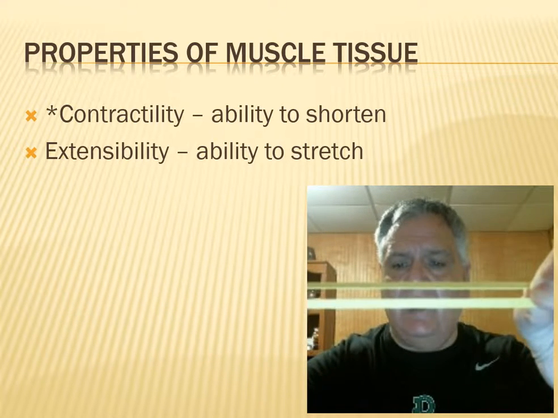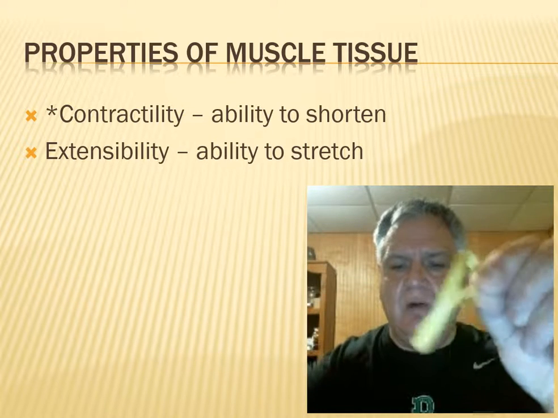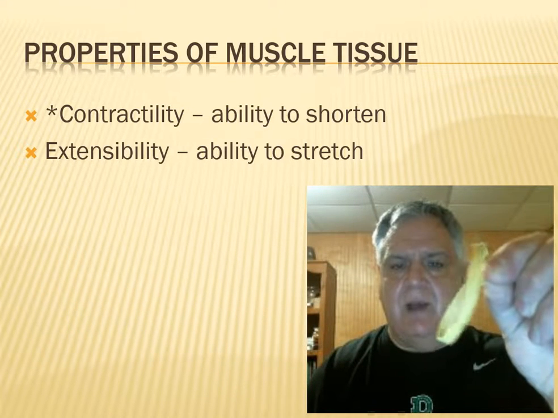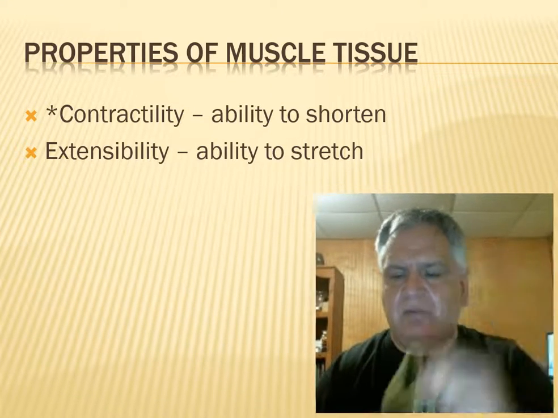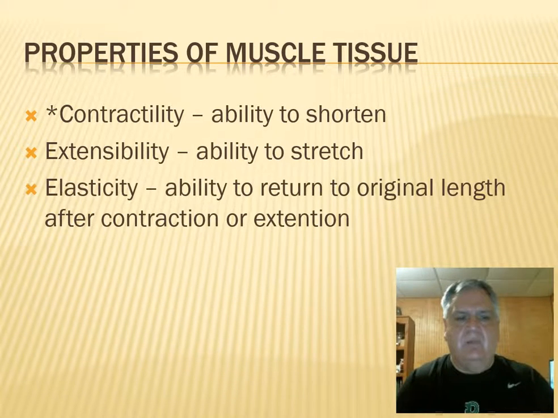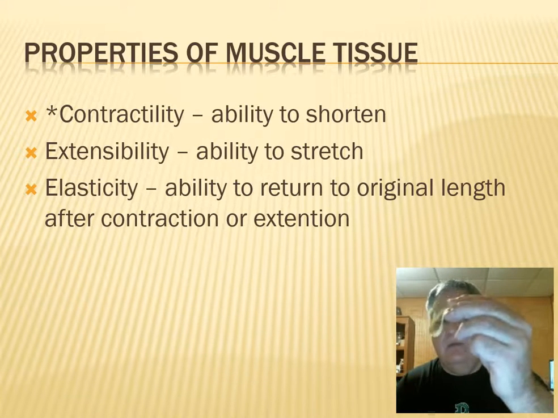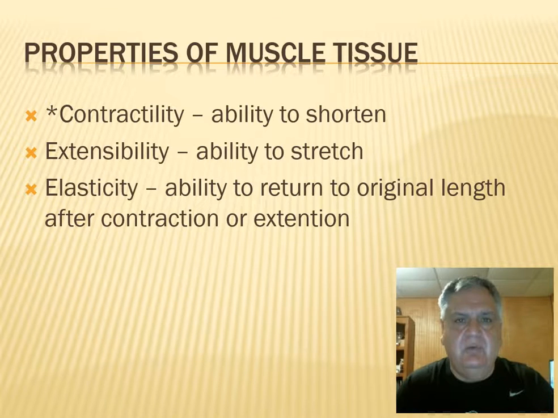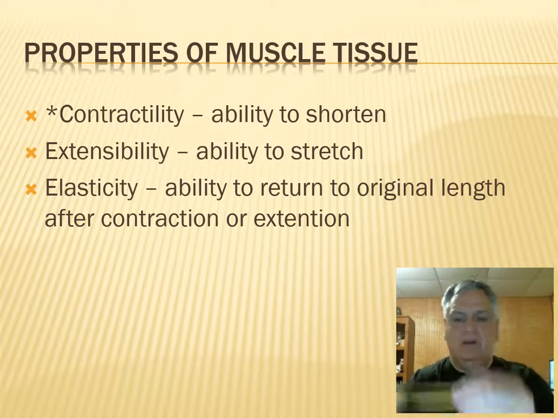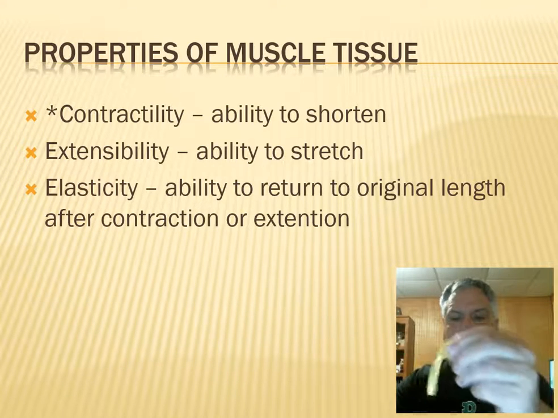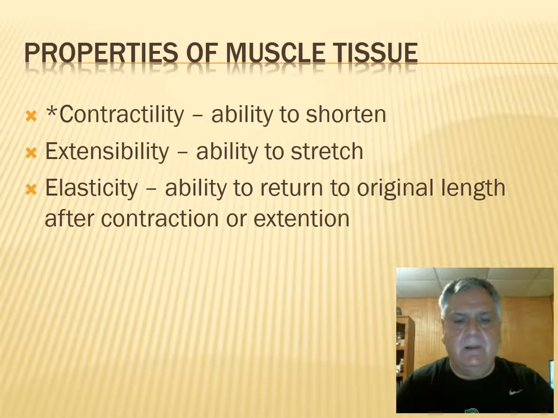Now, once I stretch it out, if I let one side go, we can see that it snaps back to its original shape and position. That's another property which is referred to as elasticity. So this rubber band has the property of elasticity, the ability to return to its original length after it's been stretched. It has the ability to snap back.